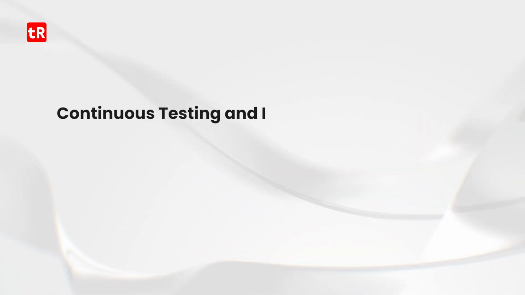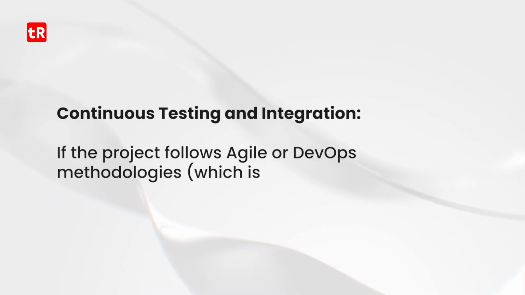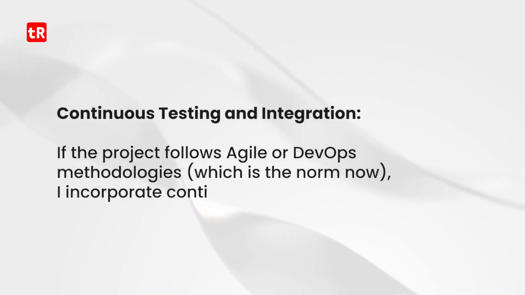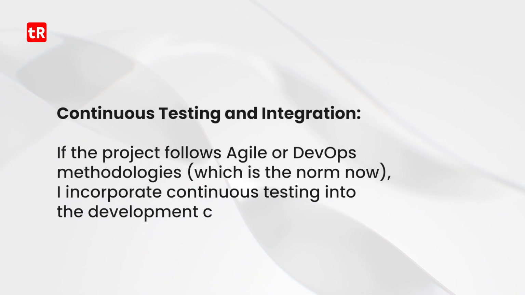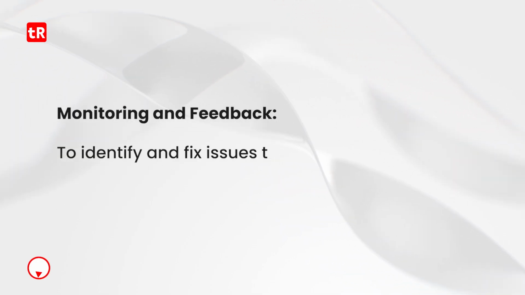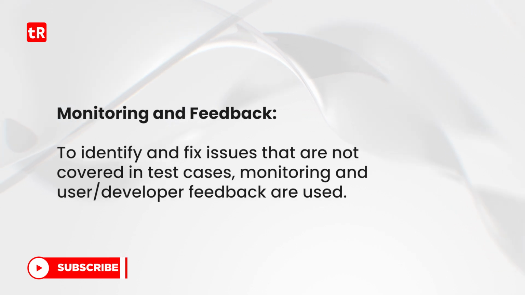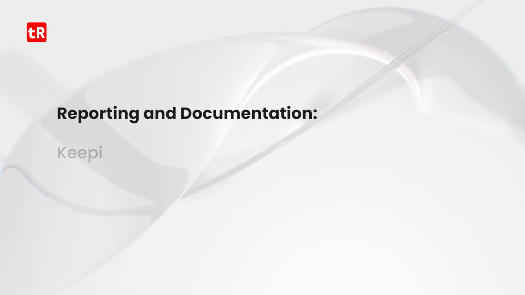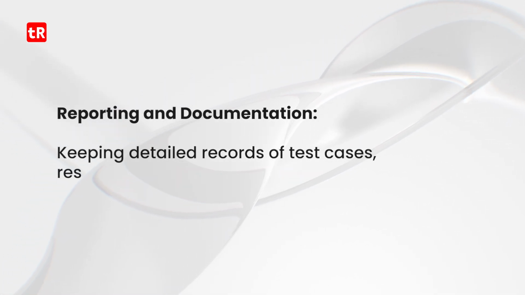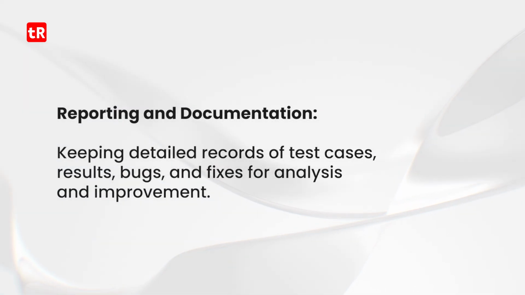Continuous testing and integration. If the project follows Agile or DevOps methodologies, which is the norm now, I incorporate continuous testing into the development cycle. Monitoring and feedback. To identify and fix issues that are not covered in test cases, monitoring and user-developer feedback are used. Reporting and documentation. Keeping detailed records of test cases, results, bugs, and fixes for analysis and improvement. All right, on to the next question.